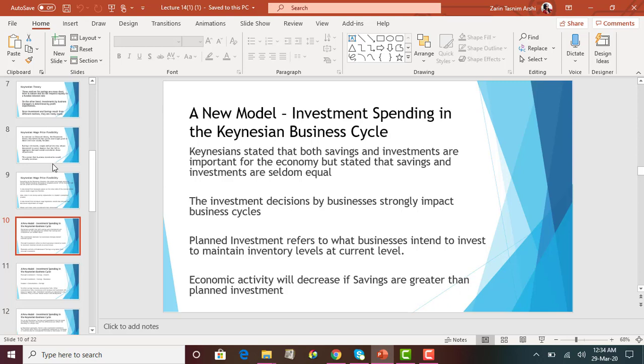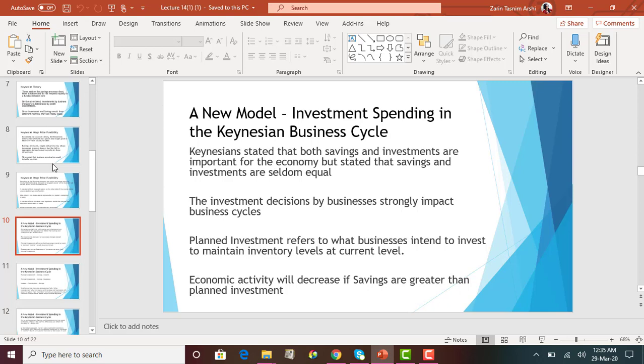So, moving to the next slide, under the Keynesian theory, investment can be categorized into two types: planned investment and unplanned investment. Basically, total investment is given by planned investment plus unplanned investment in the economy.